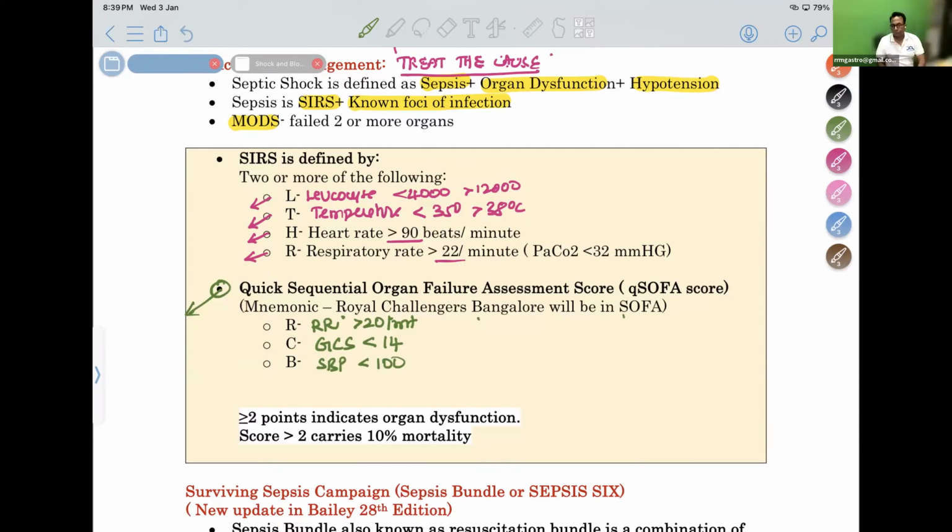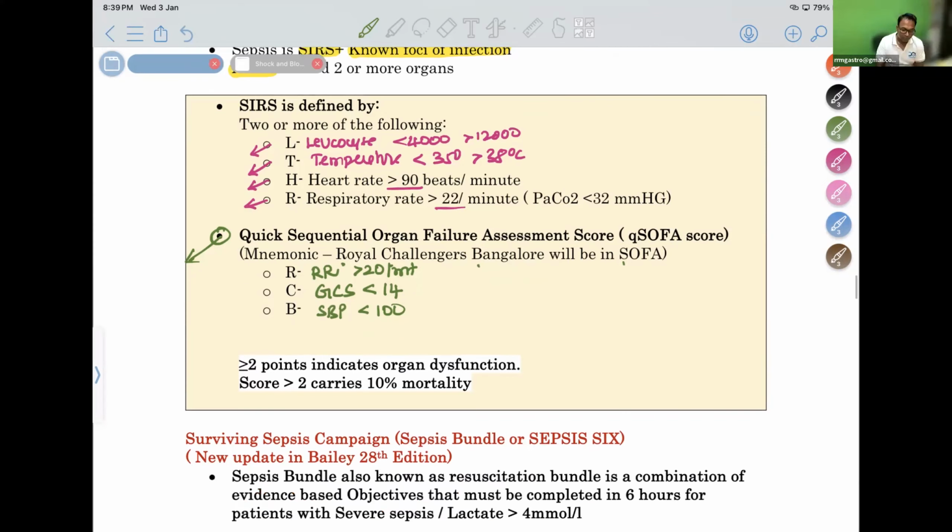When the score is more than 2, it indicates organ dysfunction and the patient has 10% mortality. So the quick sequential organ failure assessment score is a very important score. Respiratory rate more than 20, GCS less than 14, systolic BP less than 100. So these 2 values you should remember, and they are asked every year in the NEET PG exam: SIRS and the quick SOFA score. And that is a new update in the 28th edition Bailey.